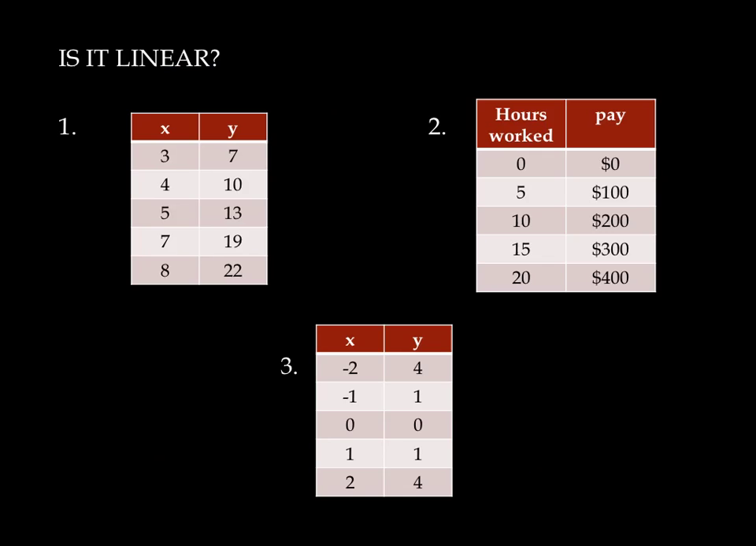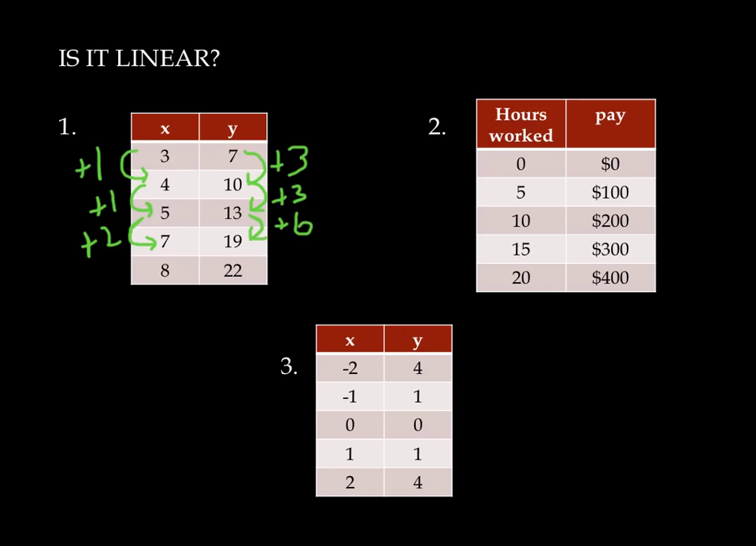Next question, is it linear? This time looking at table of values. In the first case here, it is linear. If I add 1 to my x value, I add 3 to my y value. Again, add 1 and you get 3. Add 1, you get 3. Now I put a little trick in here, but it's not much of a trick. If I add 2, suddenly I'm adding 6.